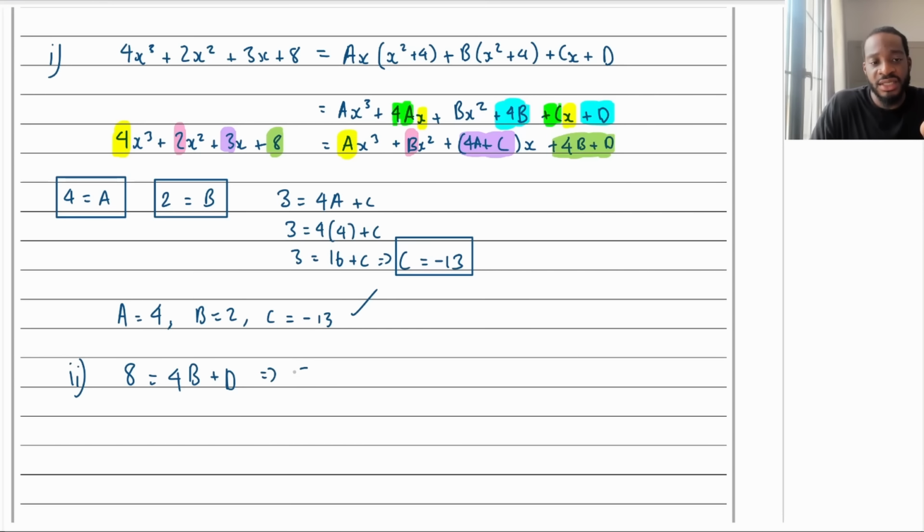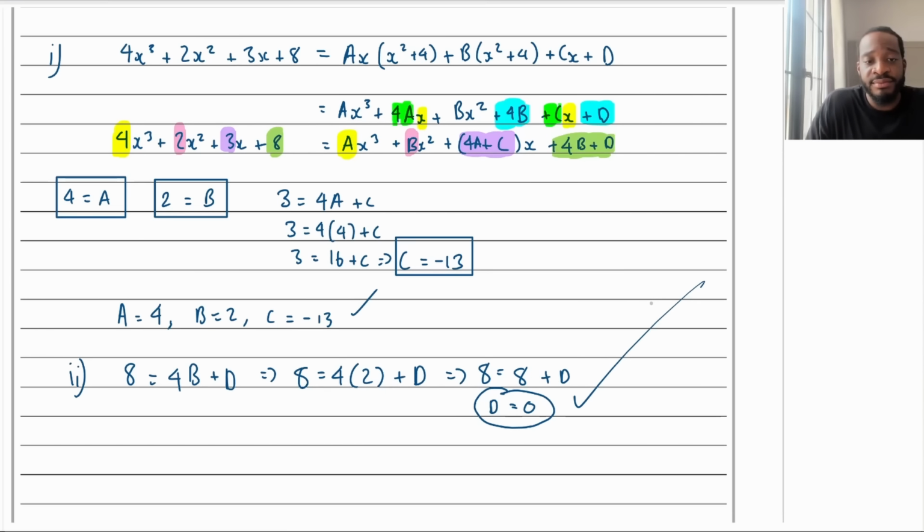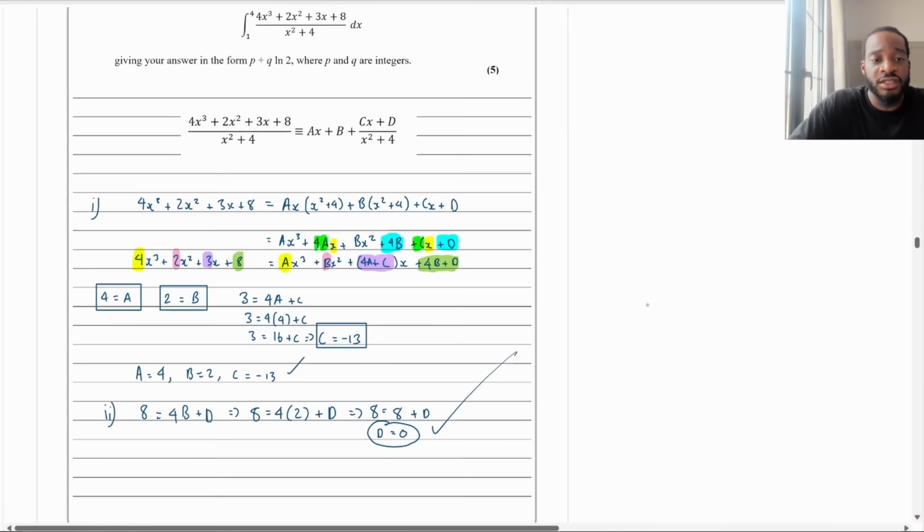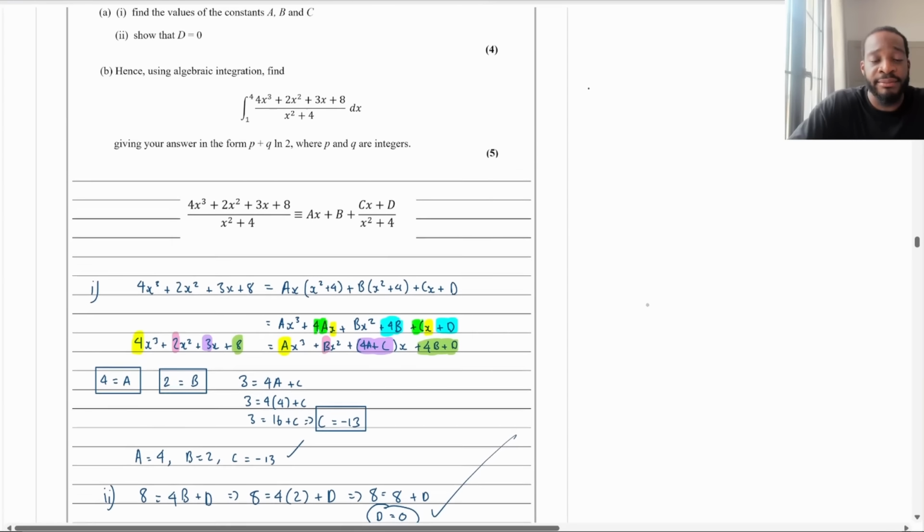So that tells us that 8 is equal to 4 lots of b, which is 2, plus d. That means that 8 is equal to 8 plus d. What do you add on to 8 to get 8? It's 0. Okay, d is equal to 0. So therefore we've got d is equal to 0, and then we're done. And that will give us the 4 marks for part A.